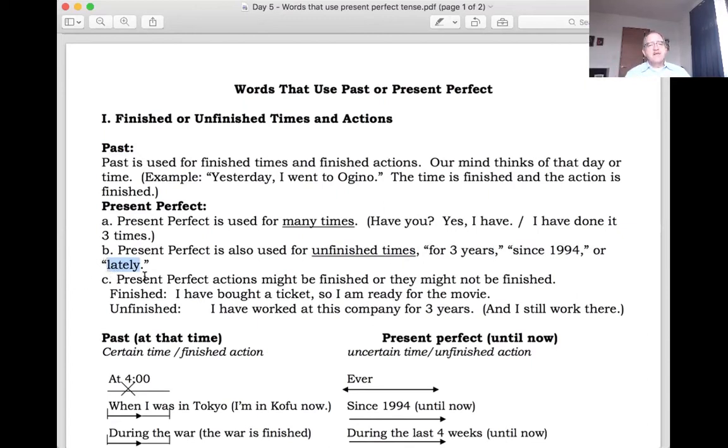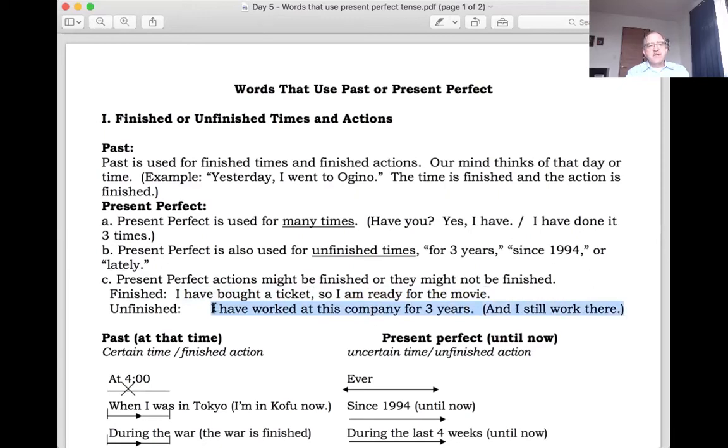C, present perfect actions might be finished, or they might not be finished. Finished: I have bought a ticket, so I am ready for the movie. Now in this case, it's a finished action, but I did not tell you the time. I did not tell you a story. My mind did not think of that time. It's just a fact. Unfinished: I have worked at this company for 3 years and I still work there.